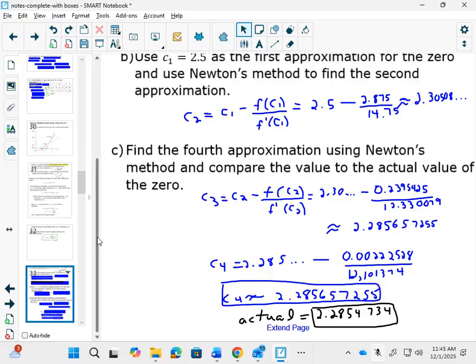Already. I think my C4 is not necessarily the right number because it looks like I wrote exactly the same as my C3. It doesn't matter. The idea is what matters. In fact, you were correct to 2 decimal places, almost correct to 3 decimal places after only 3 approximations.